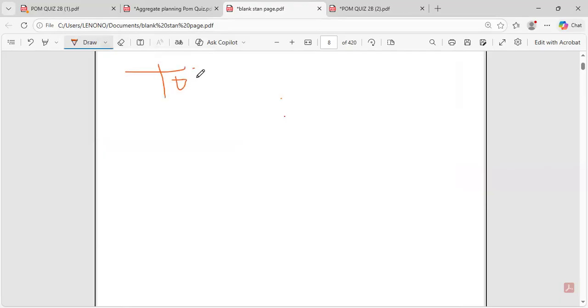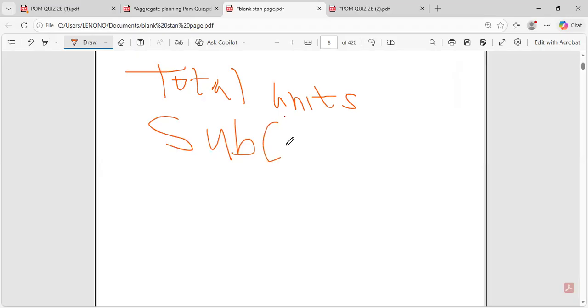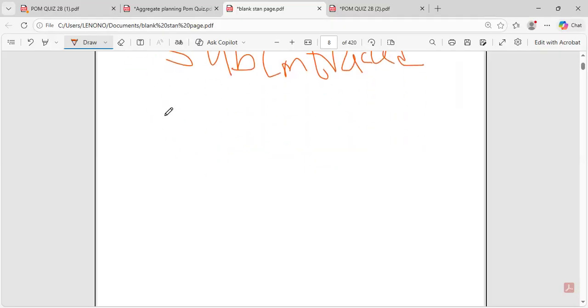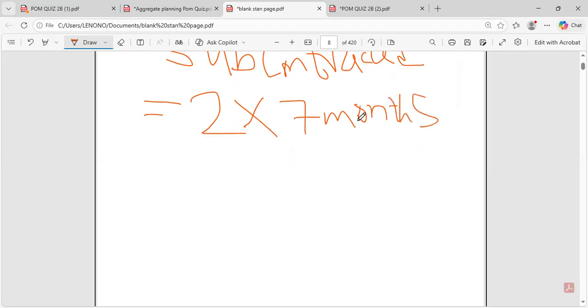So total units subcontracted is equal to 2 units multiplied by 7 months. So we are simply saying it is 14 units. So these were total units subcontracted.